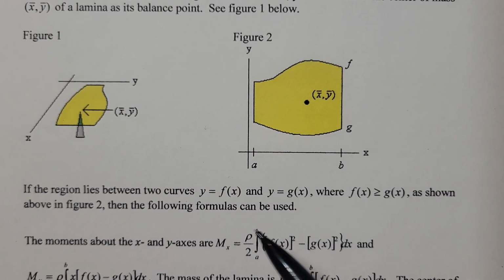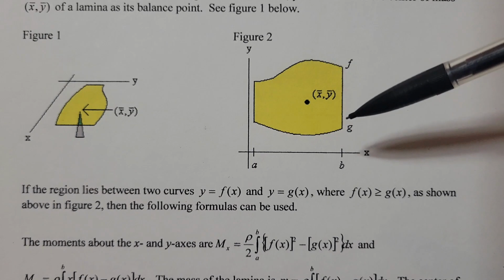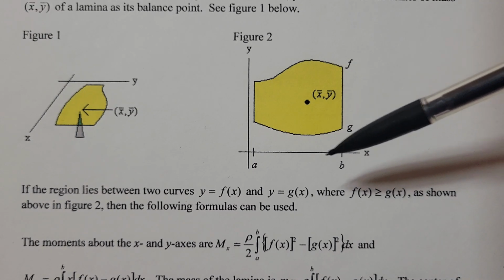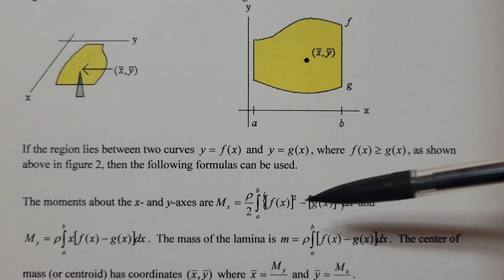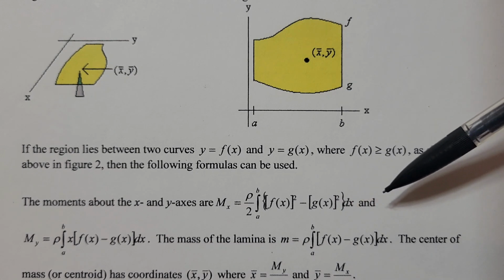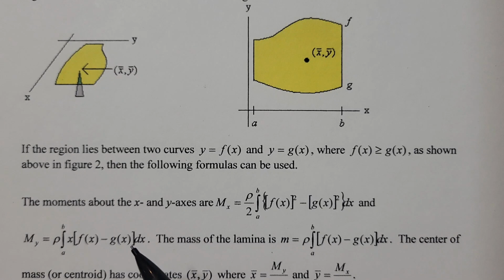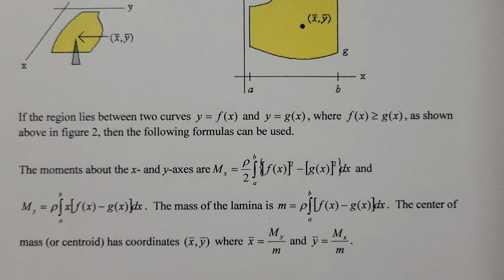If the region lies between 2 curves, f and g, where f is the taller curve, then the following formulas can be used. To find the moment of the system about the x-axis, you take rho divided by 2 times the integral from a to b of f of x squared minus g of x squared dx. The moment about the y-axis is rho times the integral from a to b of x times f of x minus g of x dx. The mass of the lamina, this plate here, is rho times the integral from a to b of f of x minus g of x dx.